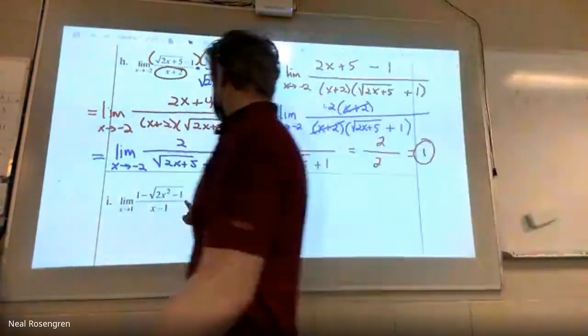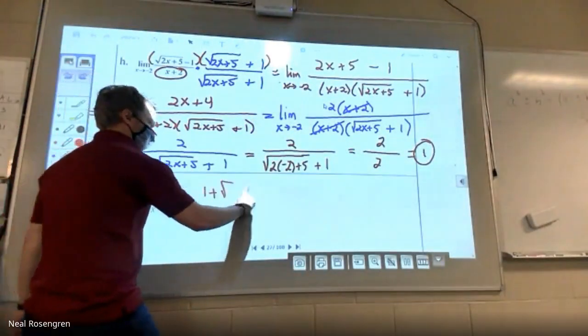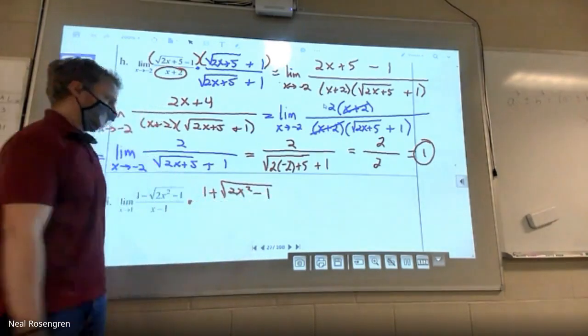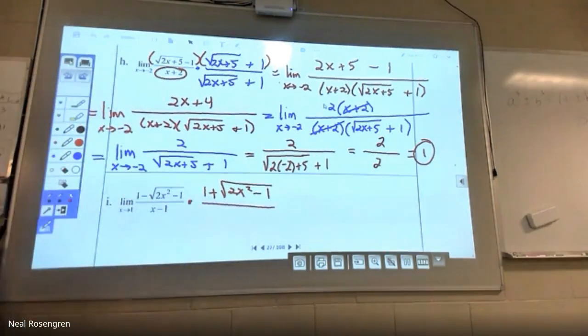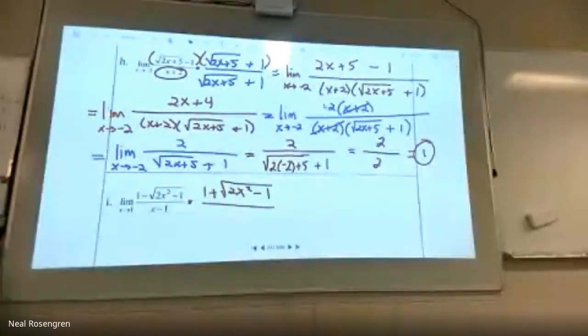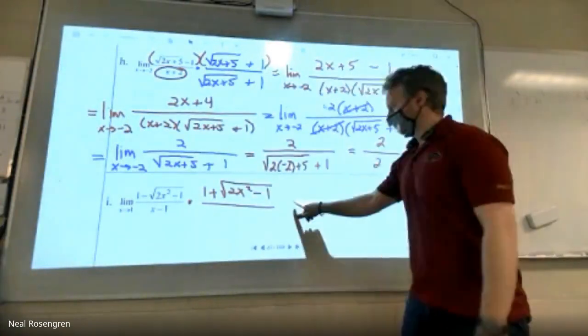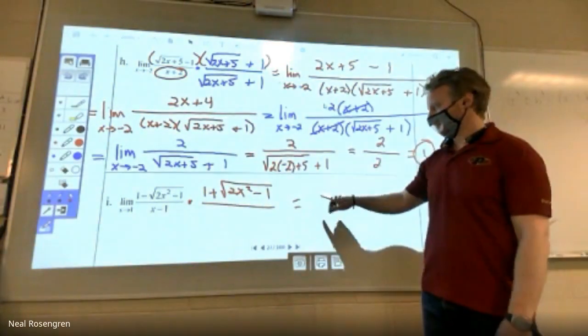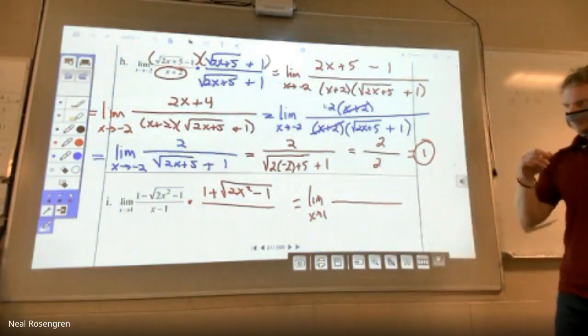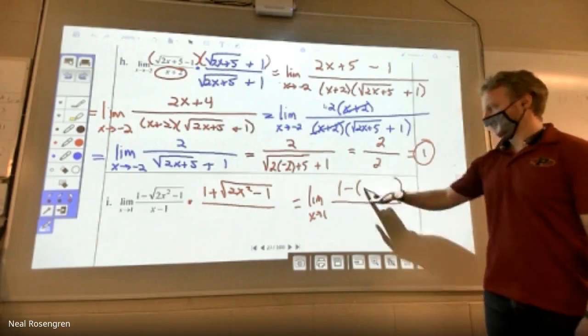Just to get you started, 1 plus... top and bottom. Don't change the sign underneath the square root, just the one in between. Top and bottom. Just to help you out, I'll work through the top. Limit's still there. Leaving the bottom factored. 1 minus the inside.